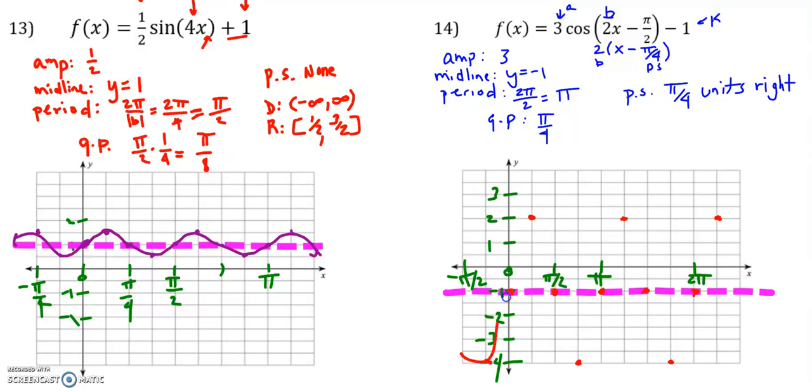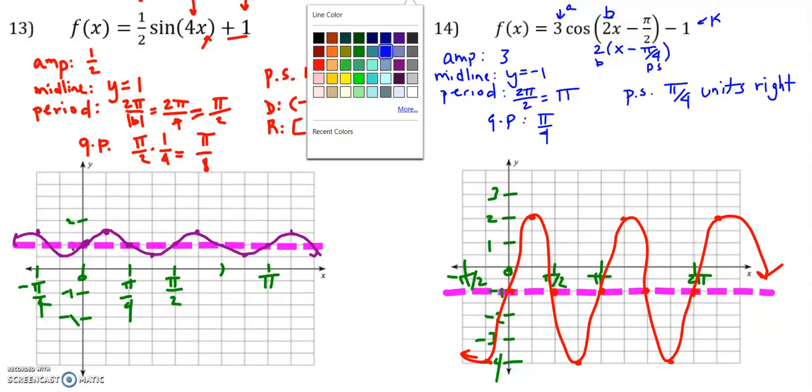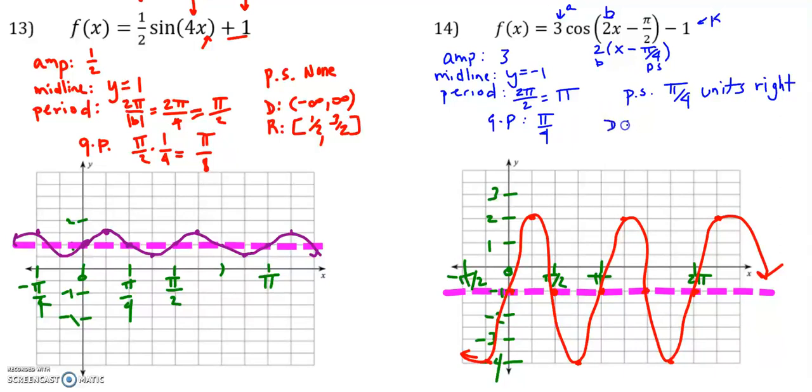So we can see that sine and cosine are really the same. All that's really different about them is where they start, whether they start on the midline or not. It almost is like a shift. So we can draw that in, and then the last thing we'll write is the domain and range.